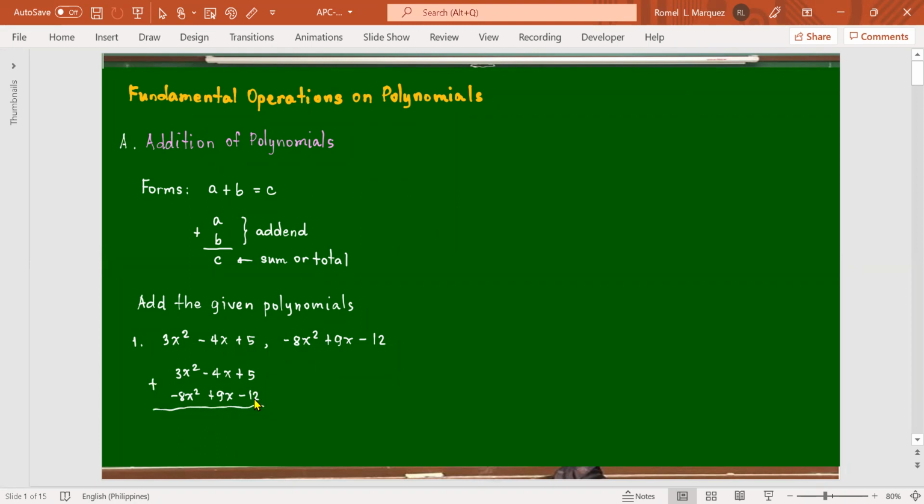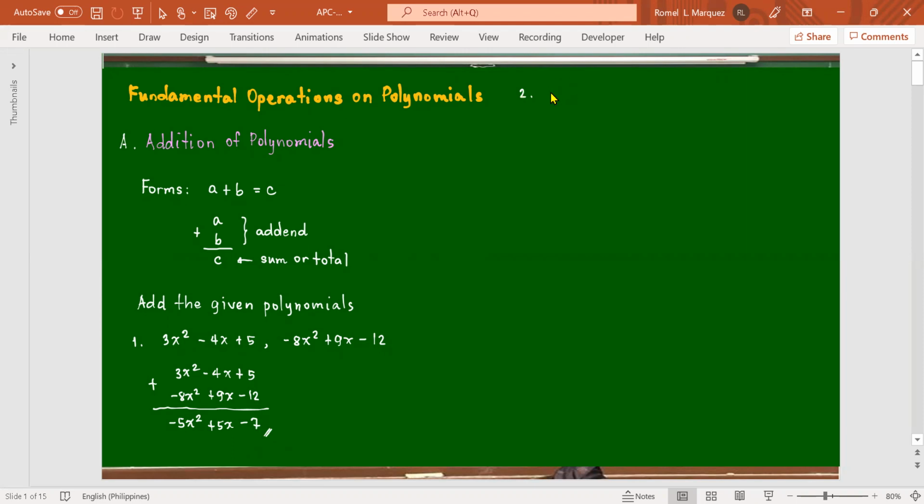So adding gives us what? For the first column, 3 plus negative 8, that is negative 5. And then copy the literal part, that is x squared. Negative 4 plus 9 is what? 5, no? Copy the literal part, that is x. So we get 5x. 5 plus negative 12 is negative 7. So this is the sum. Okay, children? So let us do the second one, number 2.